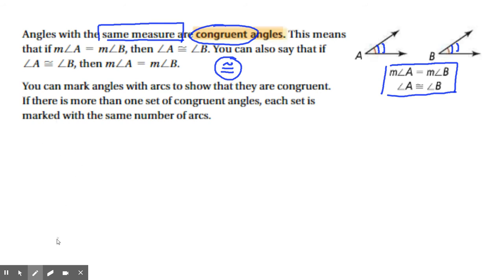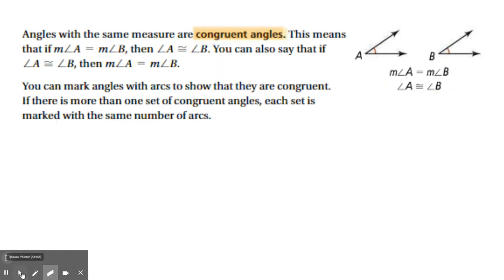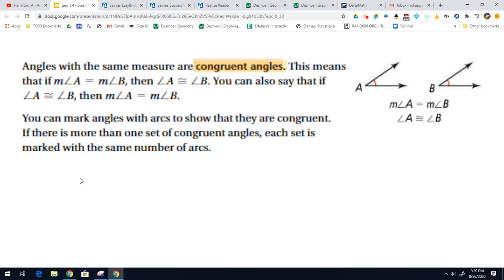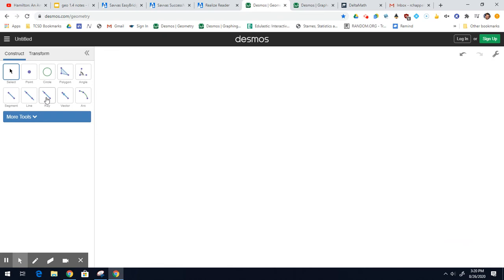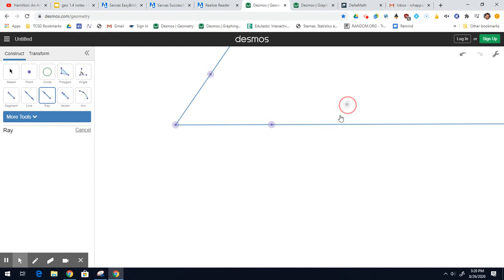All right, let's take a timeout from Google Slides and go into Desmos Geometry and draw two congruent angles. I'm going to grab the ray tool and create two angles. Here's one. They're going to be acute angles. And here's the second one.